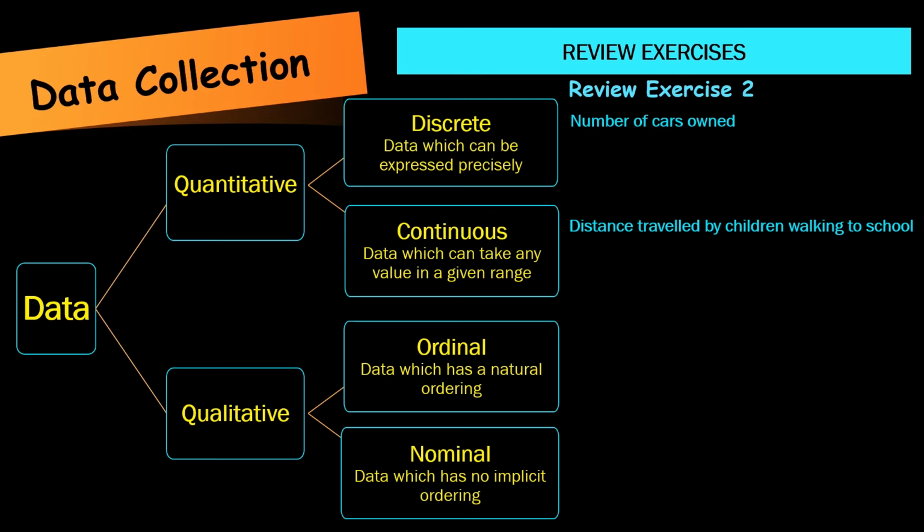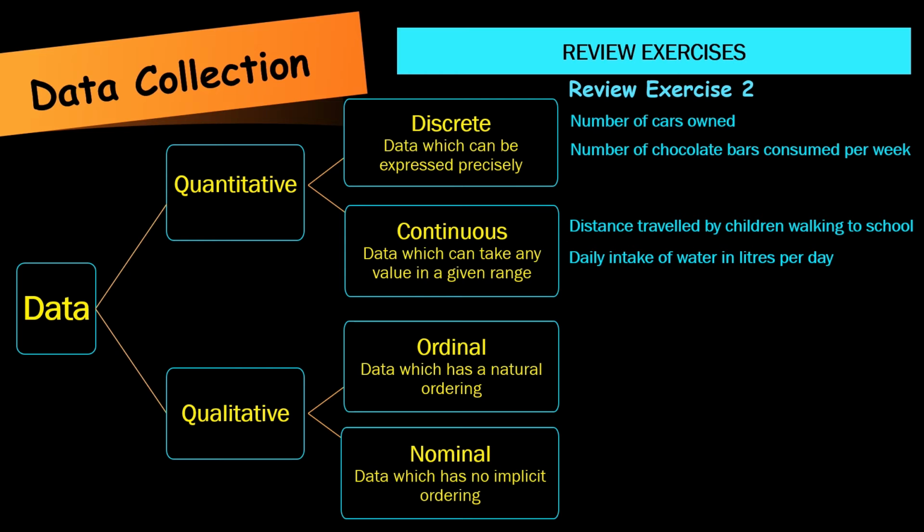Distance travelled by children walking to school is continuous data. This is data which we can take to extra degrees of accuracy. So, for example, if we're talking about kilometres, 3.2 kilometres, 3.24 kilometres, and so on. Daily intake of water in litres per day is again also continuous data. Again, we can take this to extra degrees of accuracy.